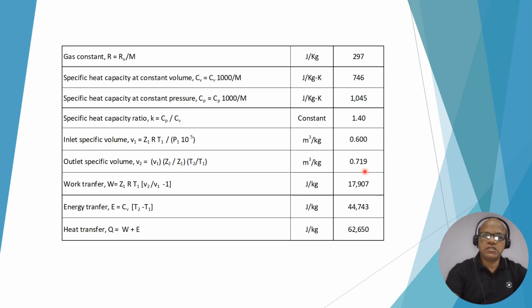See, this is 0.719. And work transfer using this equation, Z1 R T1 bracket start V2 by V1 minus 1 bracket close, it is coming 17,907 joule per kg. Energy transfer Cv into T2 minus T1 is 44,743. And heat transfer, just add these two, it is coming 62,650 joule per kg. This is for the closed system.